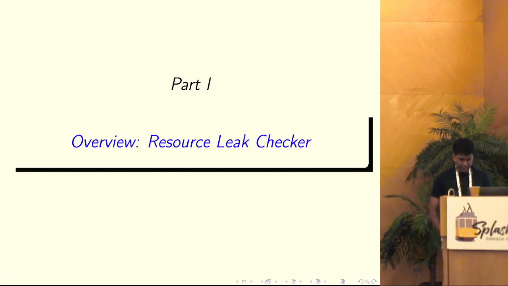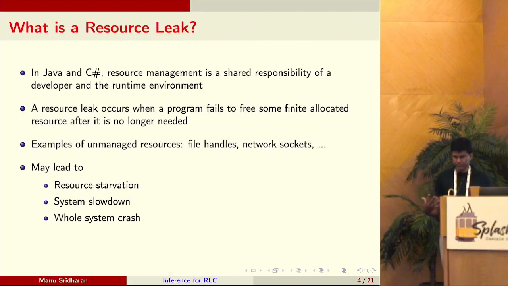So let me start with the overview. So what is a resource leak? Well, in Java and C#, we're talking about resources. We mean kind of finite resources in the system that you have to manage explicitly. So we're not talking about memory that is garbage collected. We're talking about things like file handles and network sockets, resources where you have to explicitly release them, say in Java by closing a file handle. So a resource leak occurs when a programmer fails to explicitly close this finite resource.